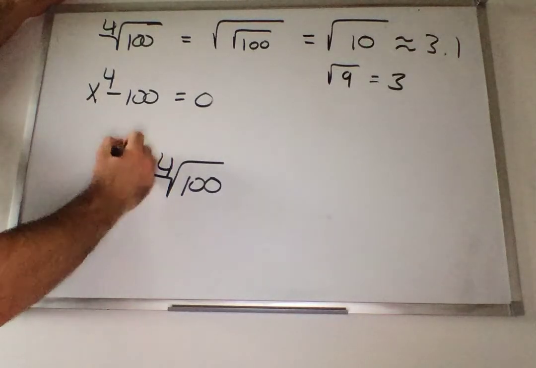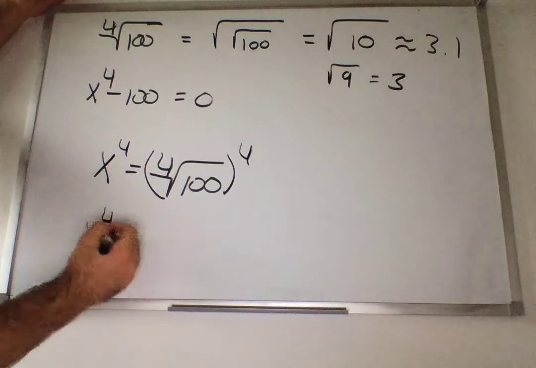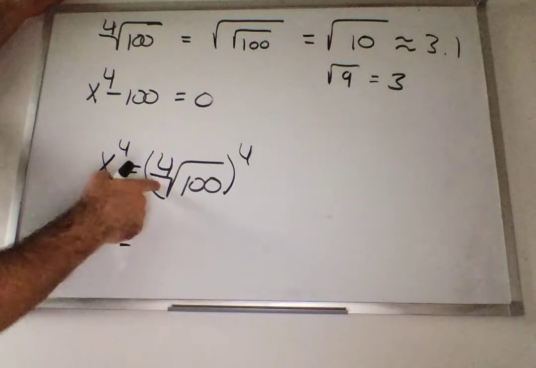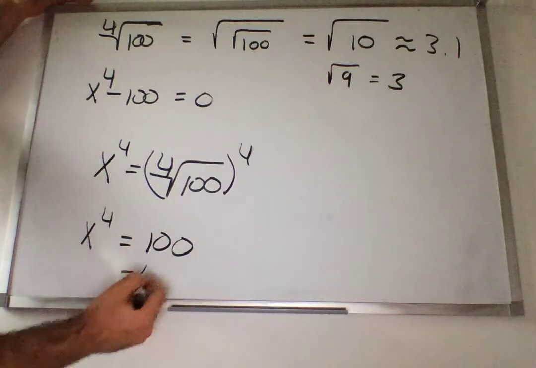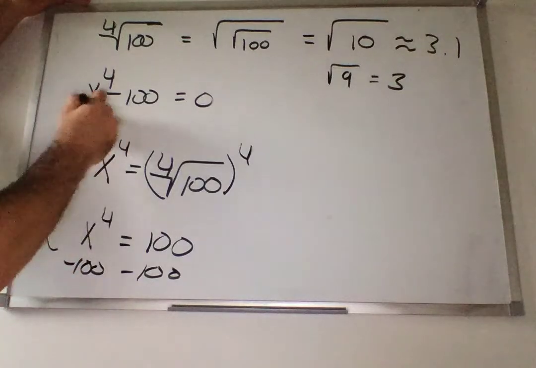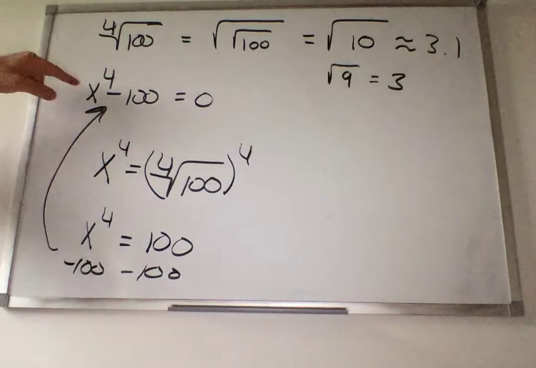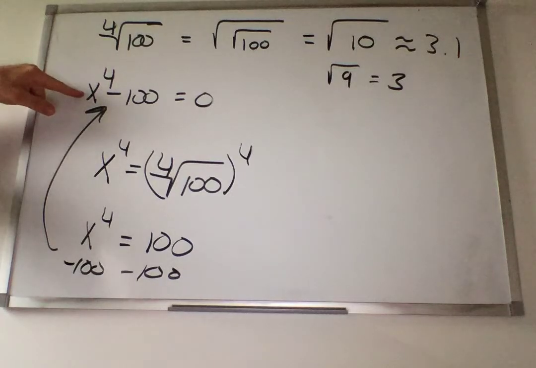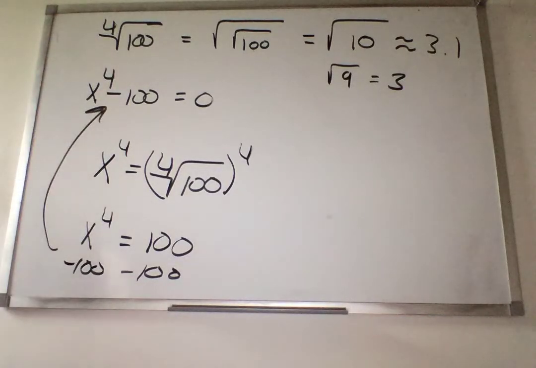So I'm going to raise both sides to the fourth power. I get x to the fourth is equal to, the fourth root and the fourth power cancel, 100. Then minus 100 on both sides, and that brings you up to right there. So solving for the roots of this equation is equivalent to finding what the fourth root of 100 is.